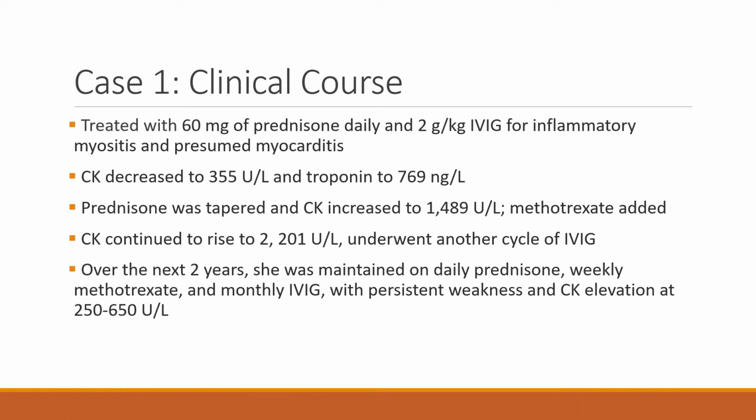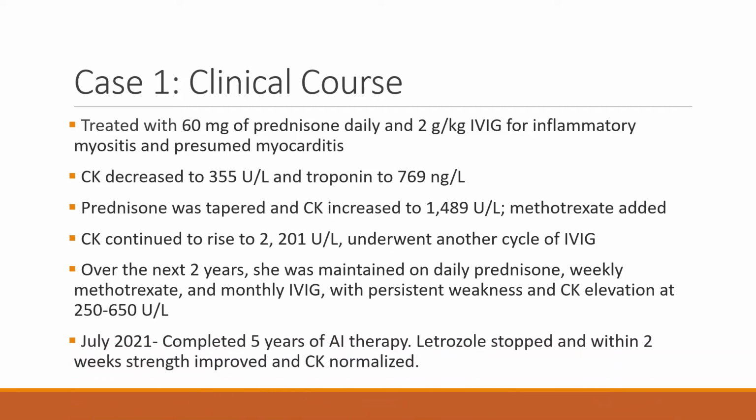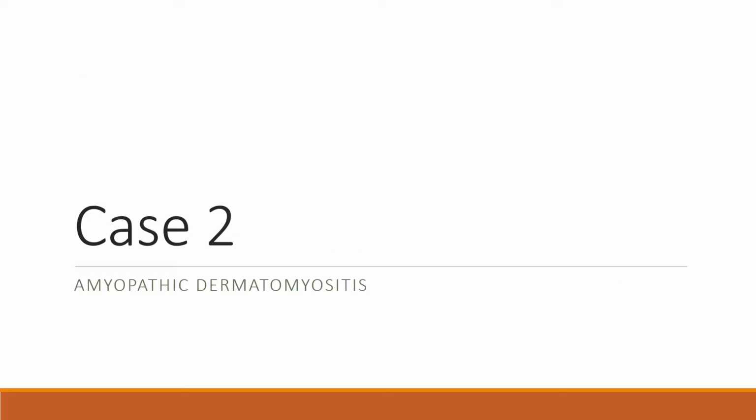Over the next 2 years, she was maintained on daily prednisone, weekly methotrexate, and monthly IVIG, and she continued to have persistent weakness and CK elevation at 250 to 650. In July 2021, she completed 5 years of aromatase inhibitor therapy. Once letrozole was stopped, 2 weeks later, her strength improved and her CK totally normalized, and she was able to be taken off of all medications for polymyositis without any additional flares.